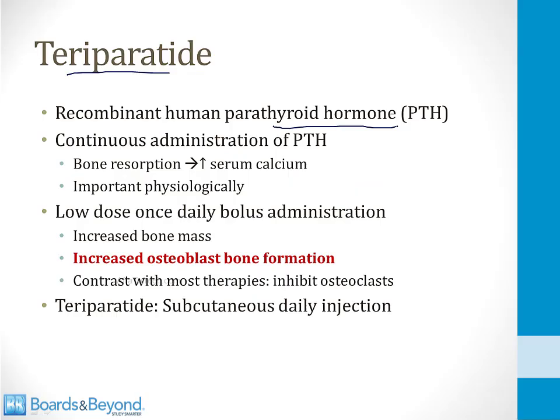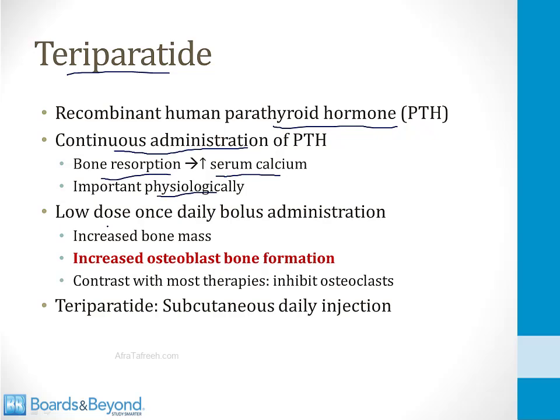Now you might think that giving parathyroid hormone, which causes bone resorption, is a bad idea among patients with osteoporosis, but it turns out the drug works, and this is the reason why. Continuous administration of parathyroid hormone, like the way your parathyroid gland delivers the hormone to bones, leads to bone resorption and raises the serum calcium. This is important physiologically. This is the way your parathyroid gland works.